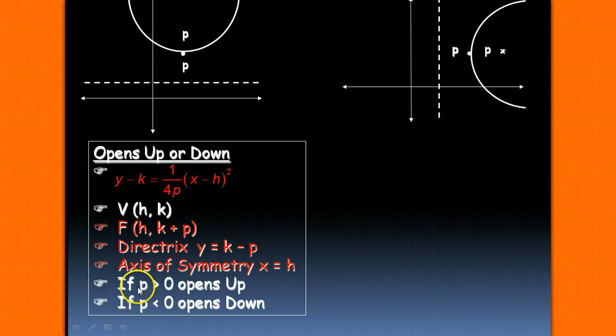Now, two big important things for us: if p is greater than 0, then the parabola is going to open up like the one we see here. But if p is less than 0, it's going to open down. So it's just going to be flipped upside down. The directrix is going to be our top thing, then a p, then the vertex, then a p, and then the focus. So it's just the exact opposite.